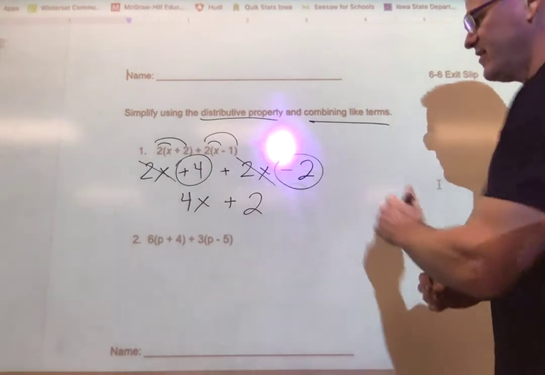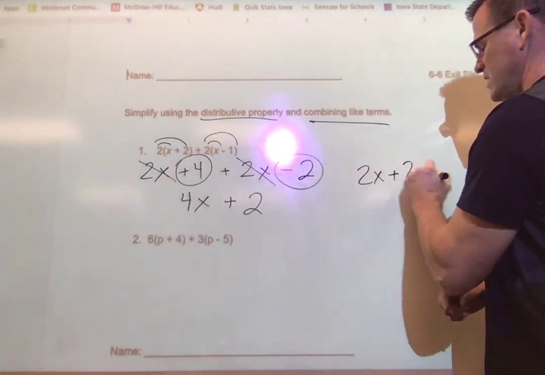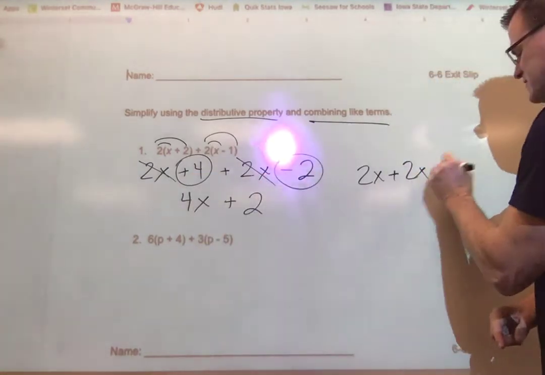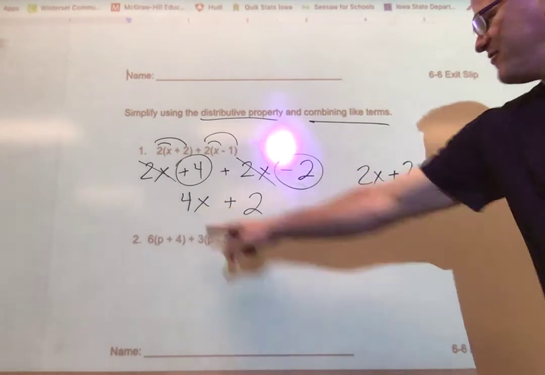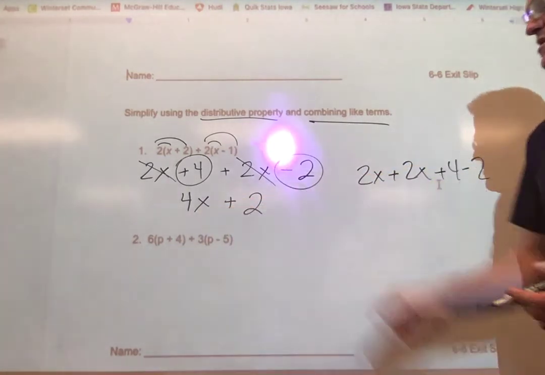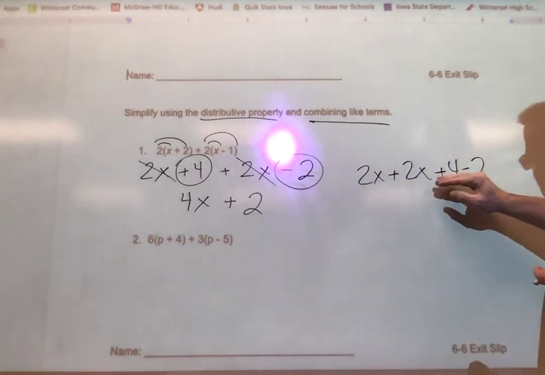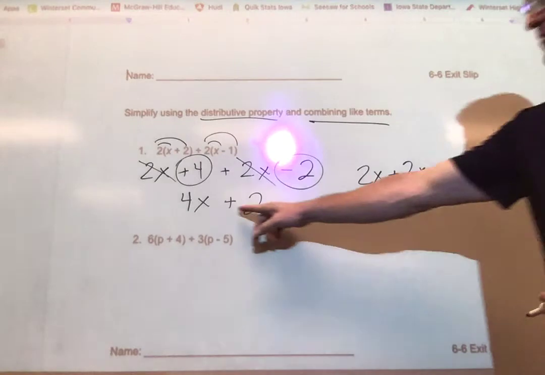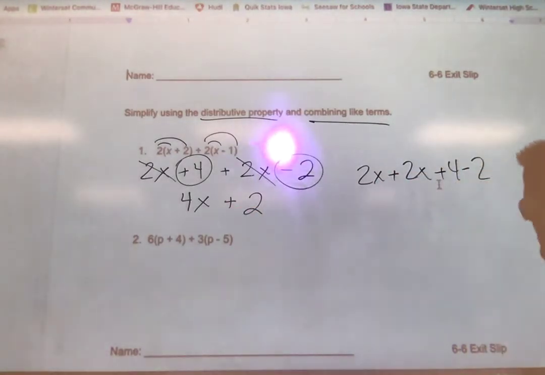Again, if I wanted to rewrite this, I could have flipped this around and had 2x plus 2x plus 4 minus 2. Again, 2x and 2x became 4x. And then 4 minus 2 is a positive 2. Sometimes kids don't understand if this should be adding or subtracting here. But if I have a positive 4 and subtract 2, I still have a positive 2 left, or add 2 onto that. And that's as simple as I can get it, guys.